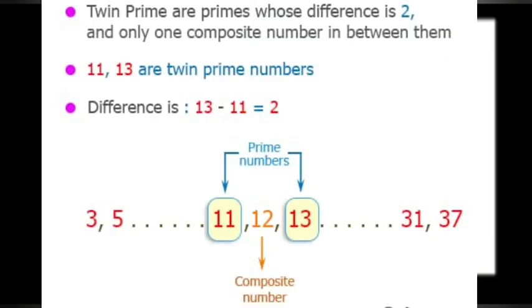Next is twin primes. Twin primes are prime numbers whose difference is 2 and have only one composite number in between them. Example, 11 and 13 are twin prime numbers because when we subtract 11 from 13, the difference is 2, and 11 and 13 both are prime numbers. Other examples of twin primes are 3 and 5.